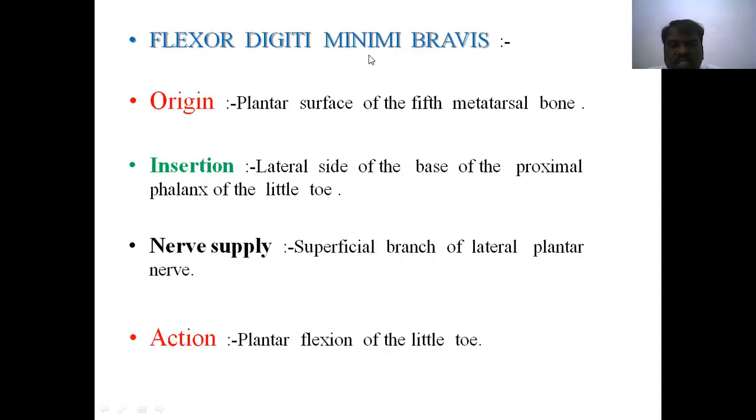Next is the flexor digiti minimi brevis. It takes origin from the fifth metatarsal bone, insertion at the proximal phalanx of the little toe. Nerve supply is the superficial branch of the lateral plantar nerve. Action is the plantar flexion of the little toe. So in the third layer, the action of all three muscles is plantar flexion of the little toe and great toe, and the middle three, the second, third, and fourth toes, also plantar flexion.